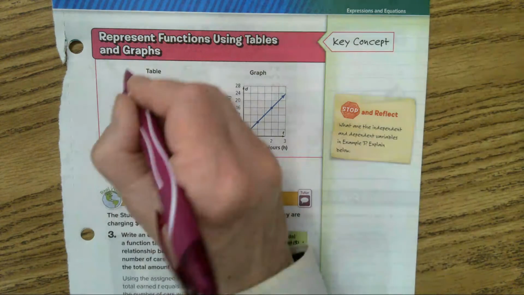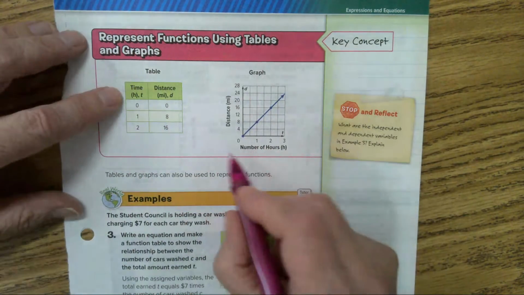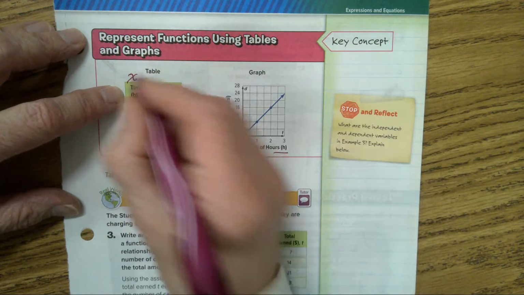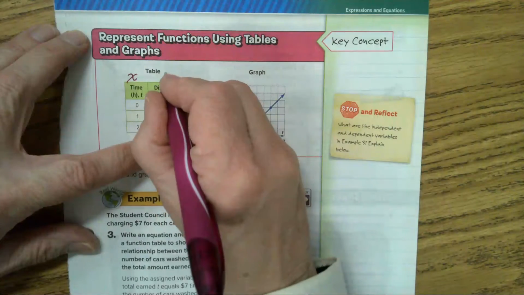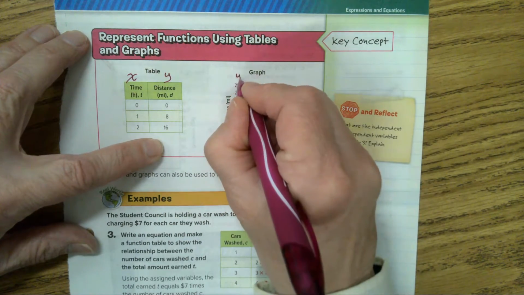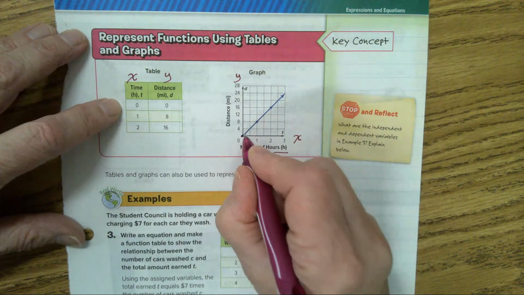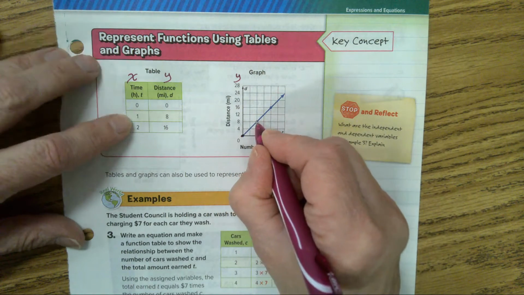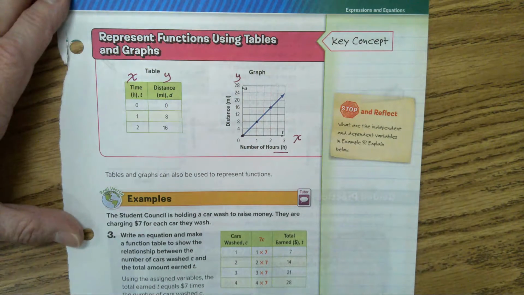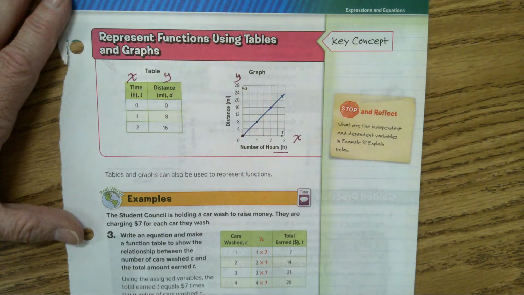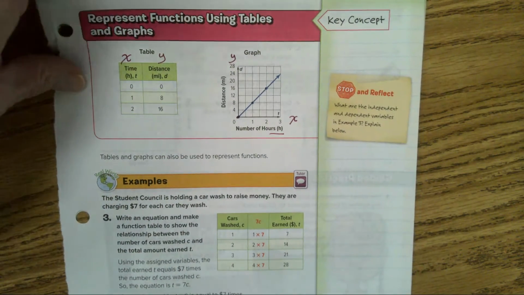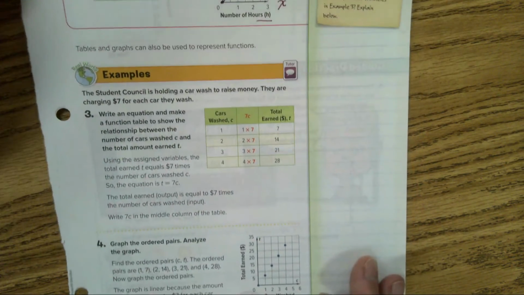This is your X, or here it says hours, time hours. This is our X, our input, and this is our Y, our output. Okay? X and Y. 0, 0, over 1 up 8, over 2 up 16, and that is your graph. Any questions on that? Pretty easy, right? So, tables and graphs can also be used to represent functions. Let's look at number 3.